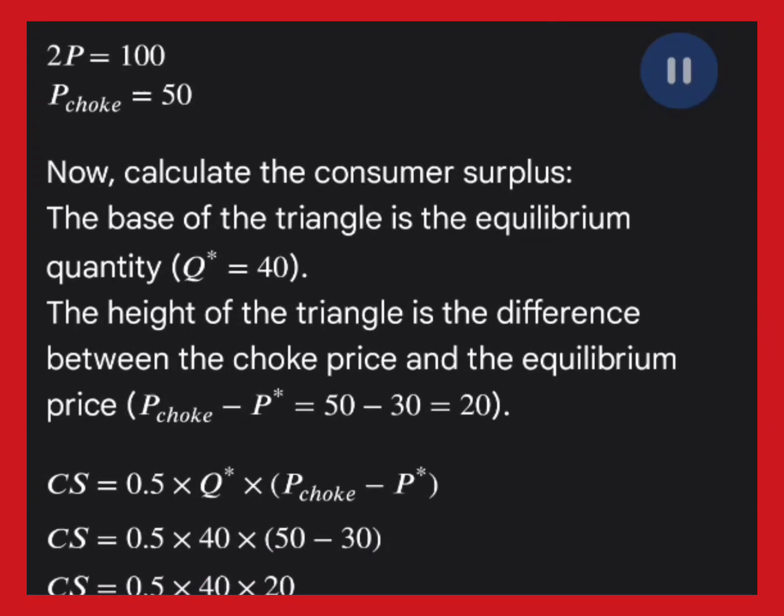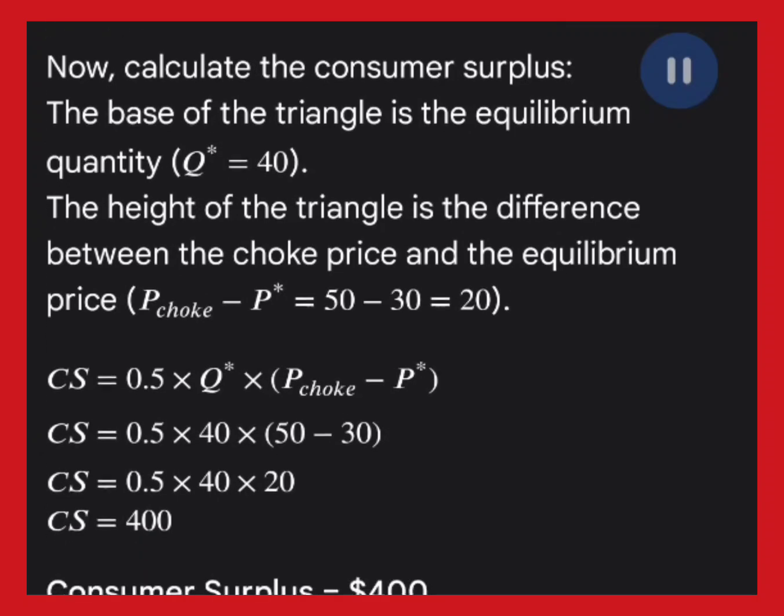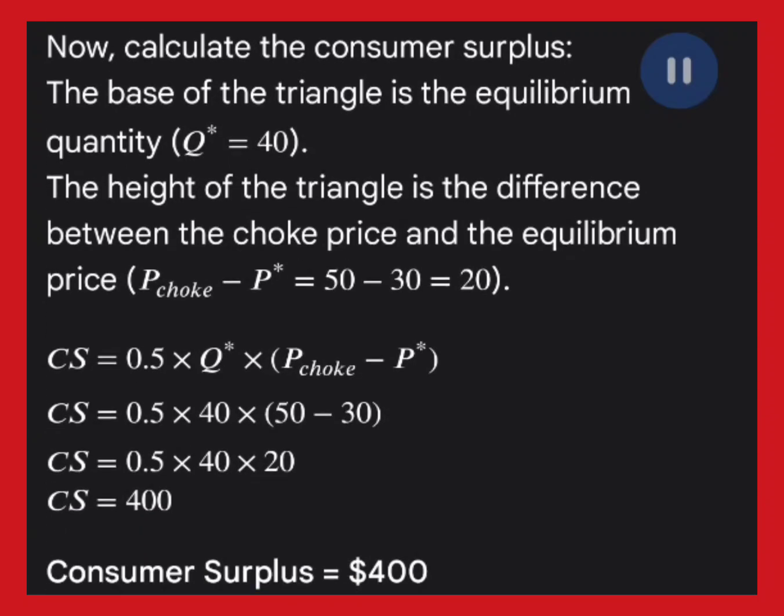P_choke - P* = 50 - 30 = 20. CS = 0.5 times Q* times (P_choke - P*). CS = 0.5 times 40 times (50 - 30). CS = 0.5 times 40 times 20. CS = 400. Consumer surplus equals $400.